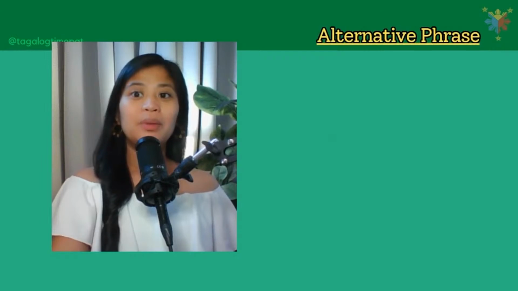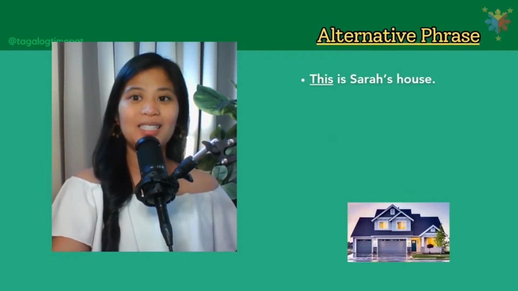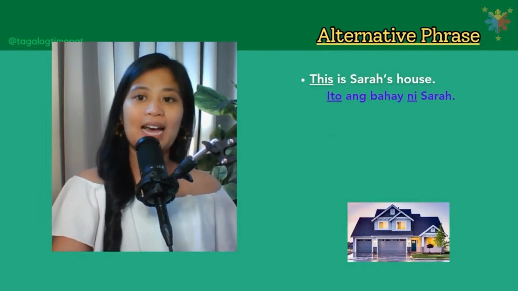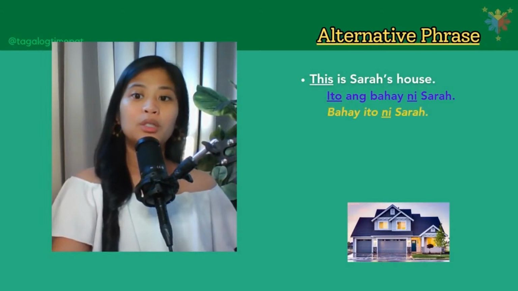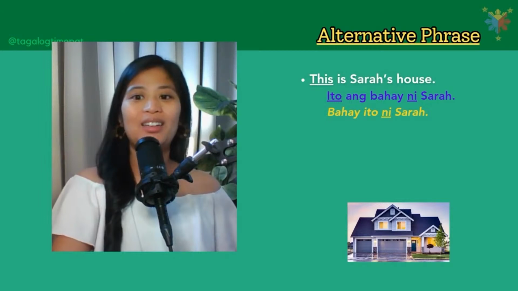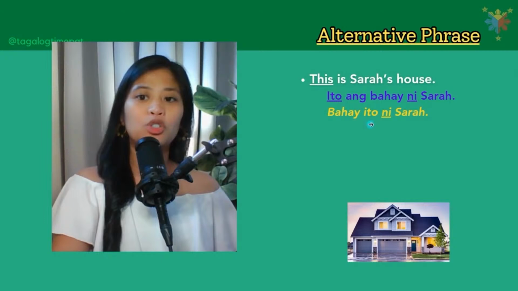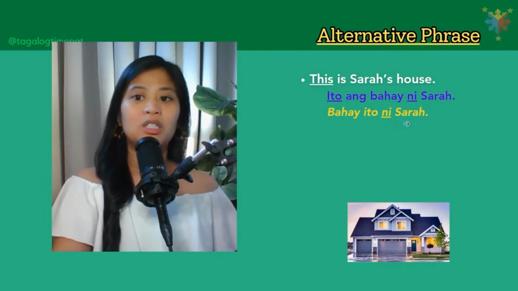Now, there are some different ways to say these phrases. Let's take a look at the example. This is Sarah's house. We learned, ito ang bahay ni Sarah. But you could also hear, bahay ito ni Sarah. So in this case, the object goes first, then it's the demonstrative pronoun, then it's the possessive sentence marker, ni, and then it's the name.